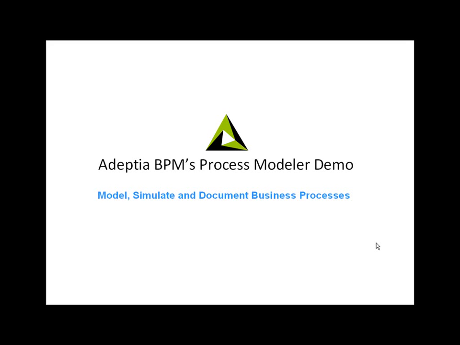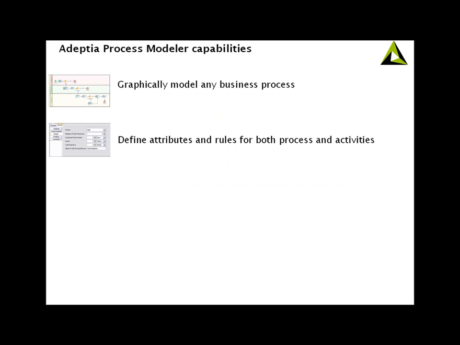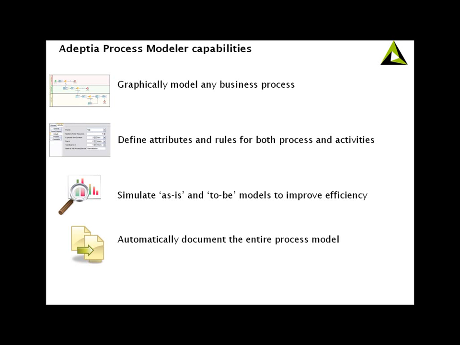Adeptia's BPM Process Modeler is a web-based interface that allows users to model, simulate, and document business processes. Specifically, the Adeptia Process Model allows users to graphically model any business process, as well as to define attributes and rules for both the process and for each activity that defines that particular process. Business users can simulate as-is and to-be business models to improve efficiency, and every process model can be automatically documented in a PDF file.